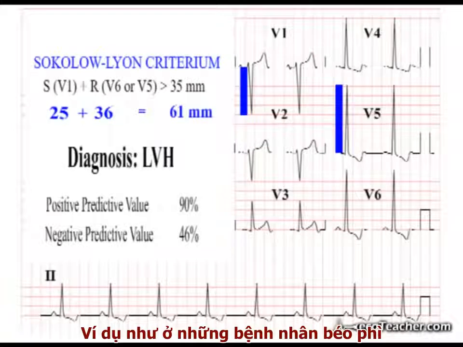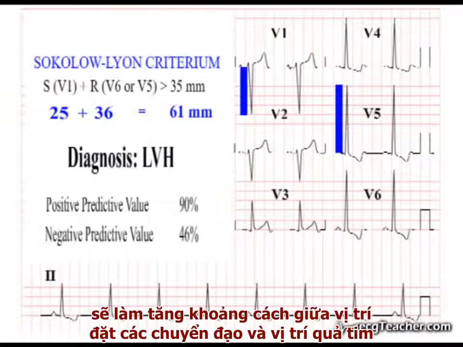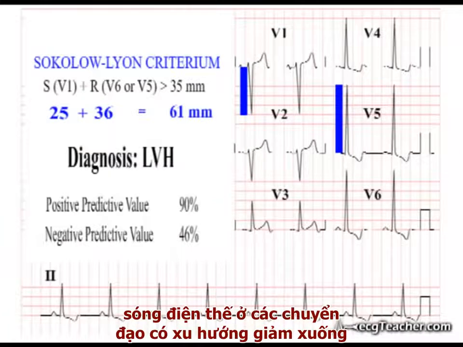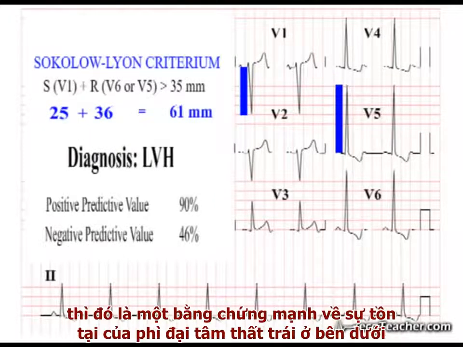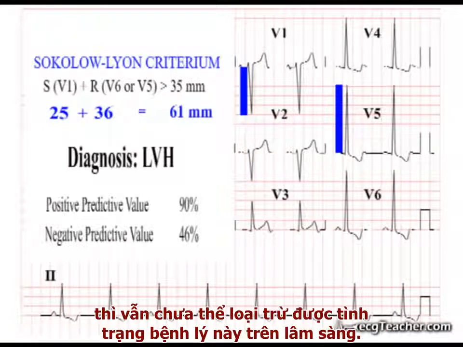For example, in obese individuals, the increased distance of the leads from the heart tends to dampen down the amplitude of the deflections produced. Basically, if the voltage criteria are present on the ECG, this is strong evidence of underlying LVH. However, if they are not, this does not reliably rule out hypertrophy.